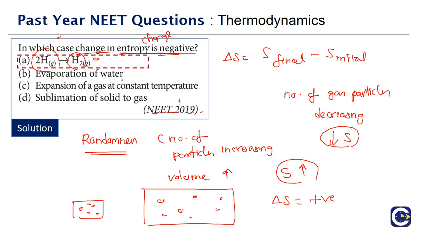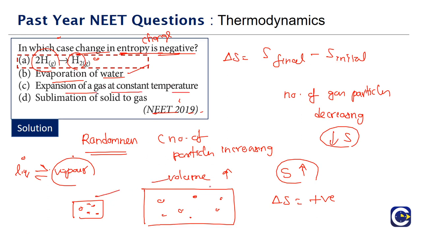Now if you see the other options: evaporation of water means liquid is turning into vapor, from the liquid state to the gaseous state. In the liquid state, the particles move only within the volume of the liquid. In the gaseous state, the randomness of particles increases, and gas particles can move in the entire volume of the container. So entropy will be increasing, and the entropy change will be positive.